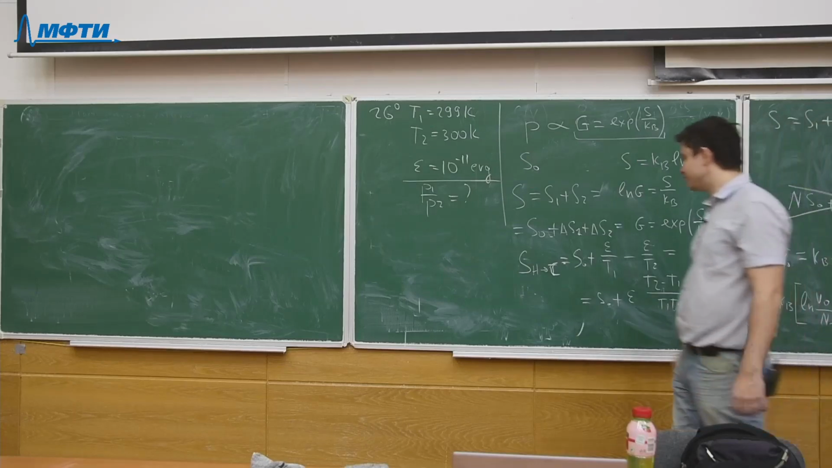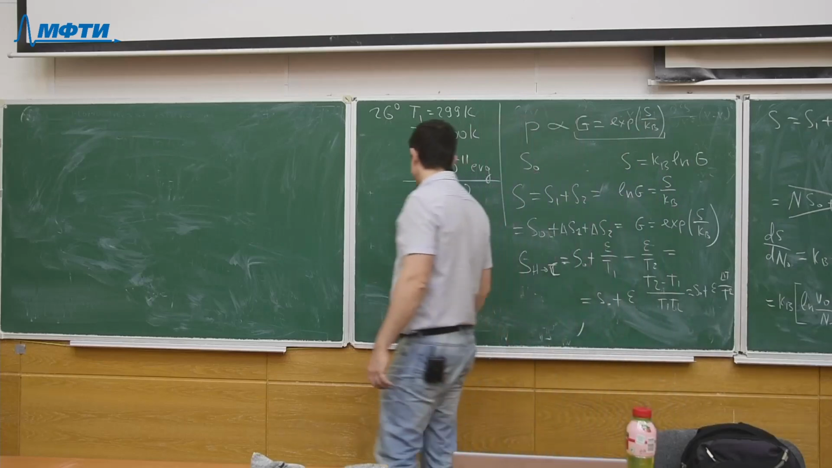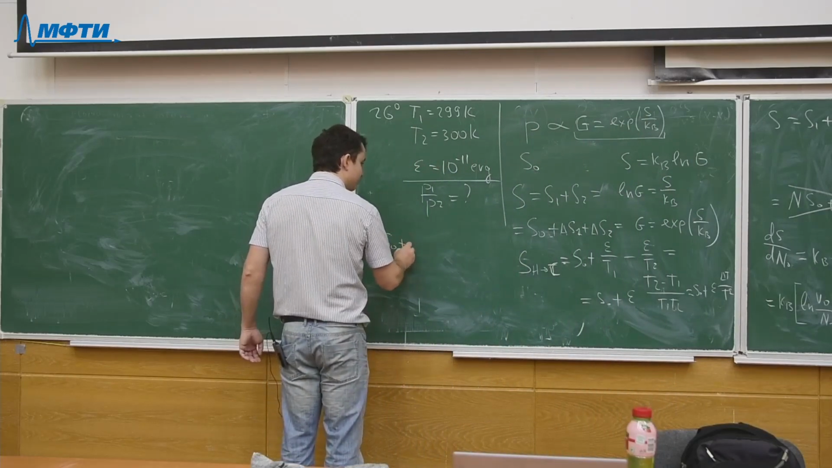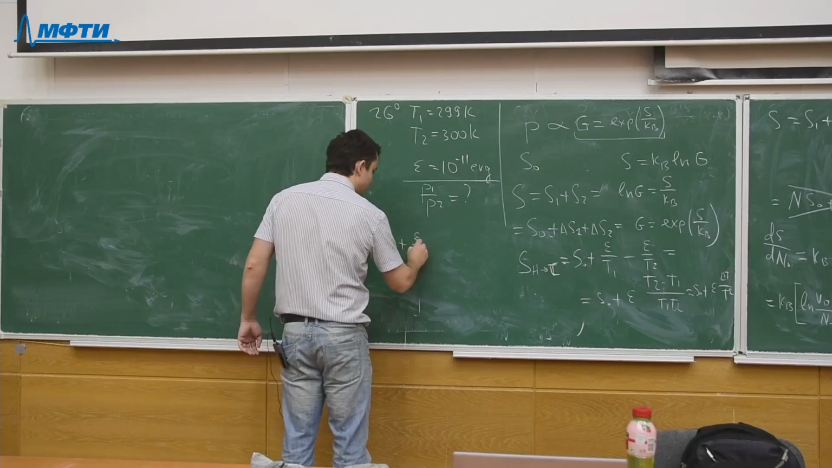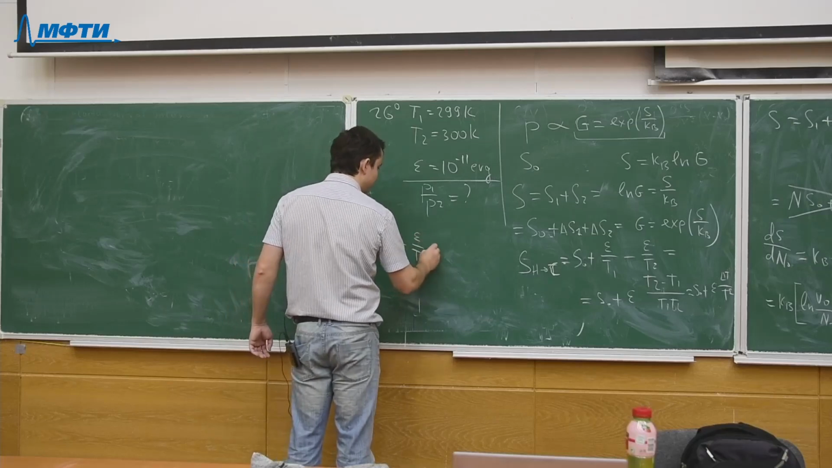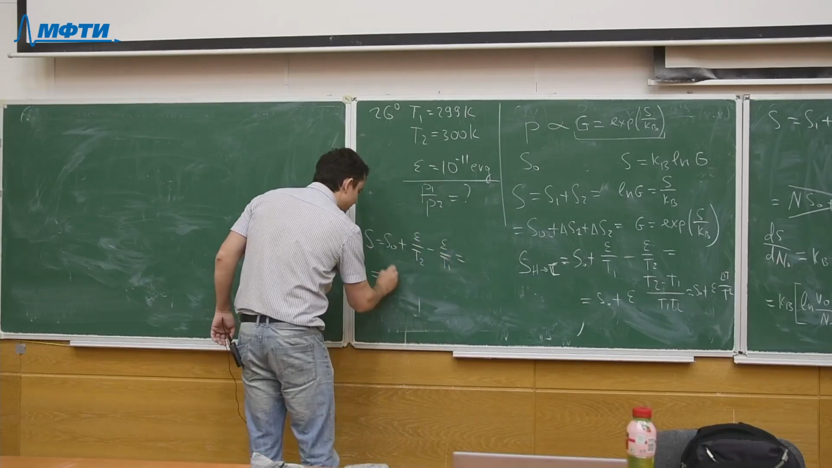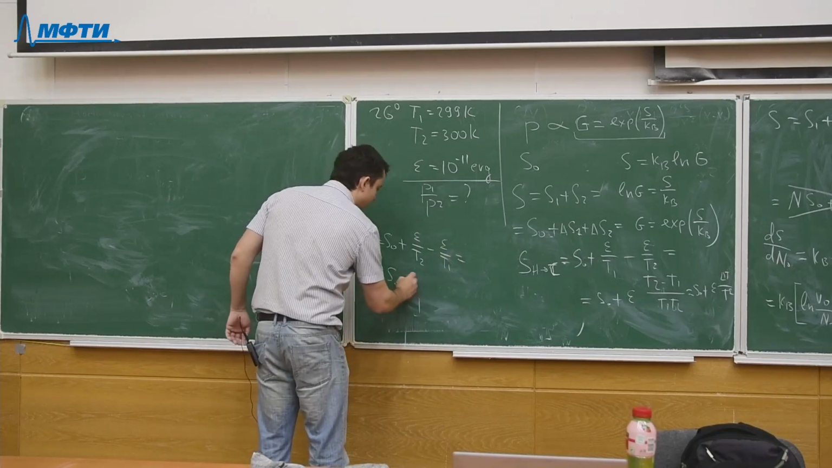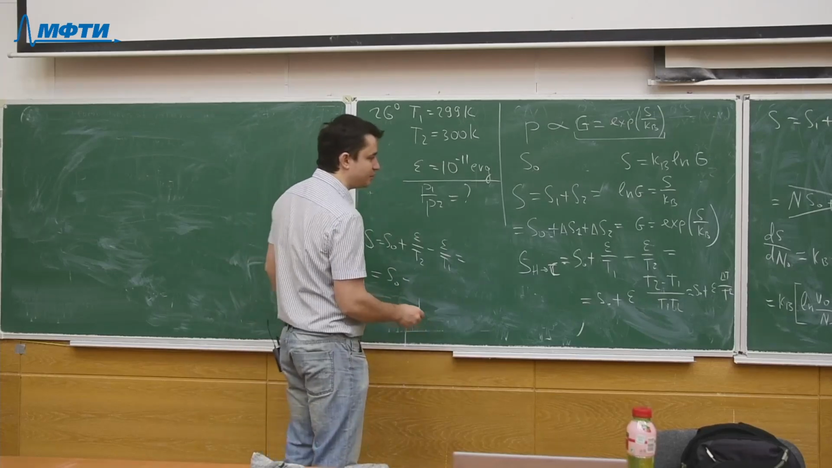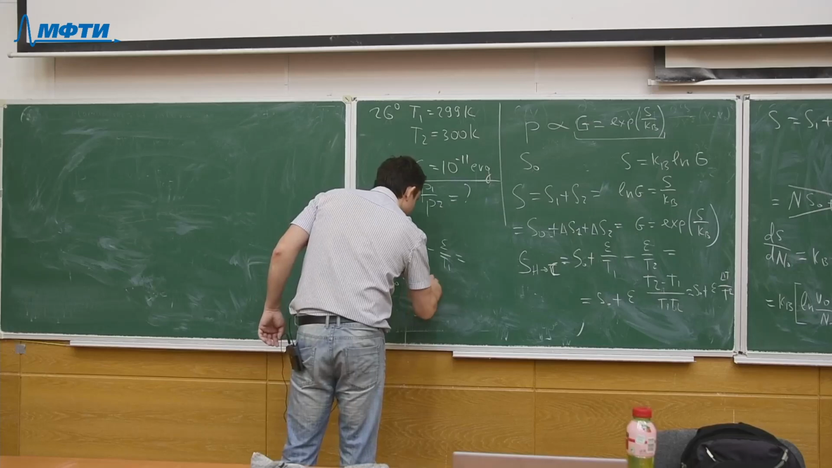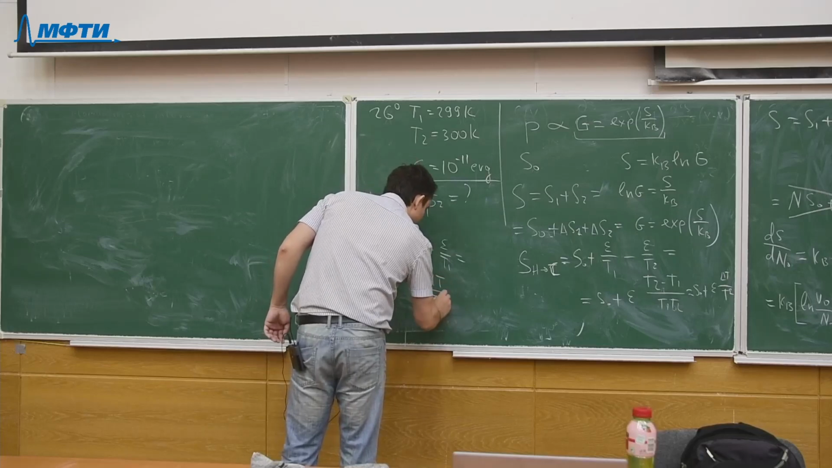In the case when the heat is being transferred in the opposite direction, the entropy of the hot body increases while the entropy of the cold body decreases. So the entropy actually decreased in this process: S0 minus epsilon delta T over T squared.